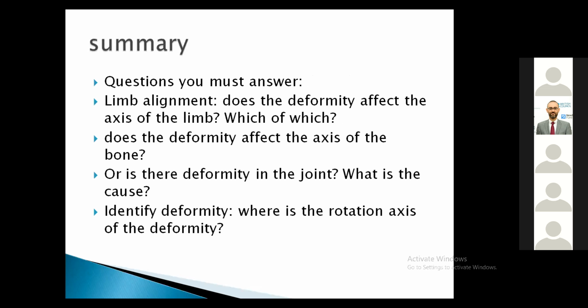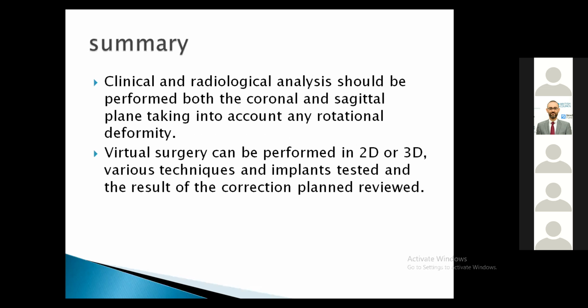Question you must answer: limb alignment. Does the deformity affect the axis of the limb? Does the deformity affect the axis of the bone, or is there deformity in the joint? Is the bone the cause of the limb alignment deformity, or is the joint the cause? What is the cause of the deformity? Is it traumatic or congenital? Identify the deformity. Where is the rotation axis of the deformity?